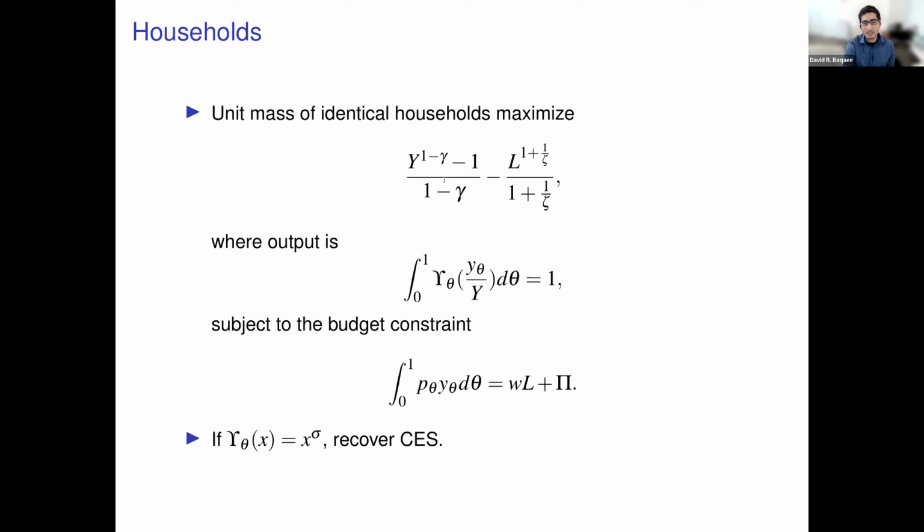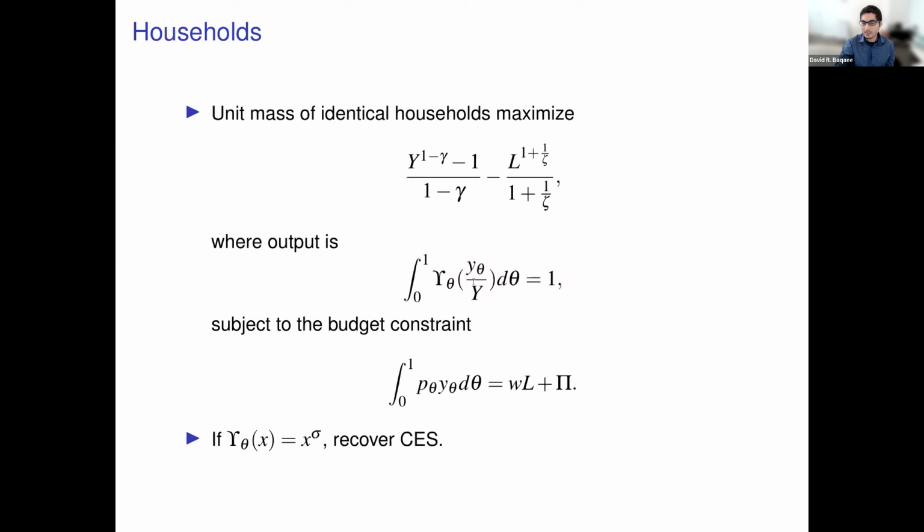So this is the household side of the model. Households are maximizing their utility. Big Y is real GDP in this model. Big L is labor supply. Zeta is the Frisch elasticity. And the key thing is that output in the model is going to be determined implicitly by this thing, which is a Kimball aggregator.